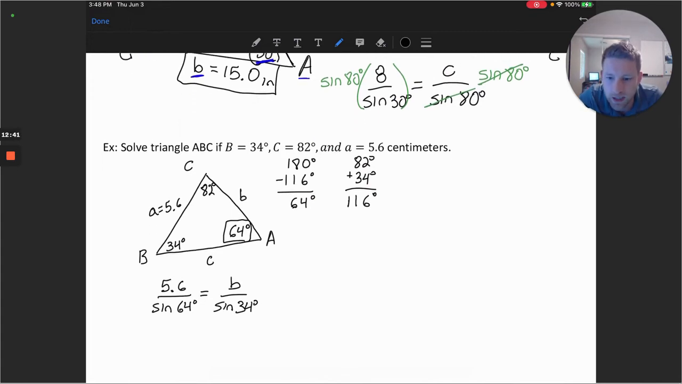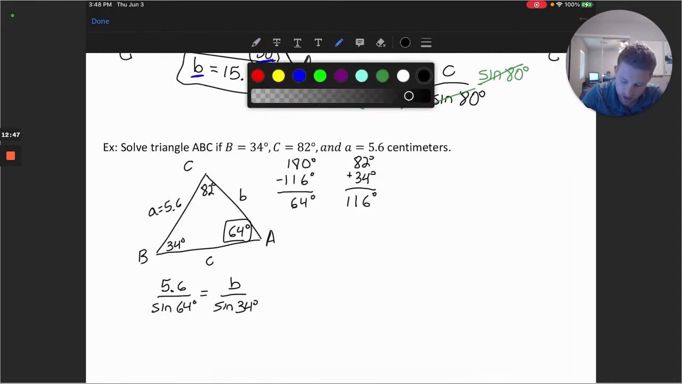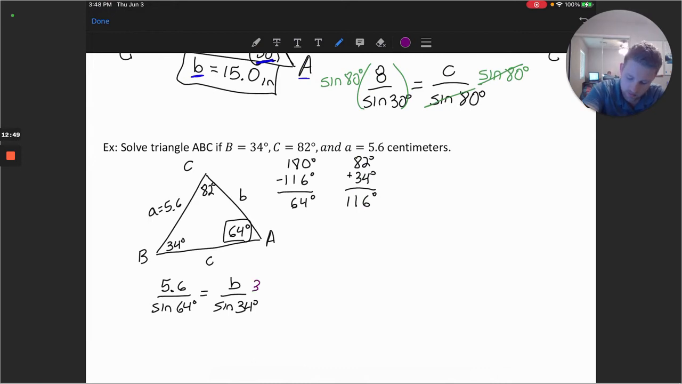Again, we can multiply by the sine of 34. That's just a constant number. So we have the sine of 34 to multiply by. It'll cancel on the right side and we'll be left with that B side length.